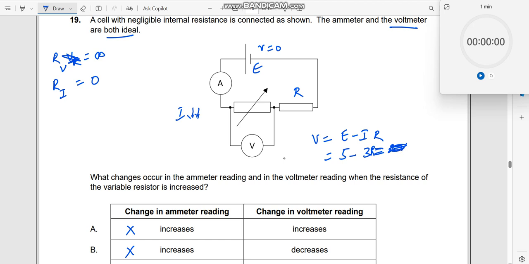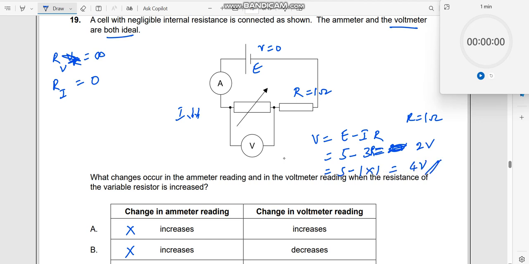If I put R equal to 1 ohm, then 5 minus 3 becomes equal to 2 volt. This will be the potential difference. Now, if I increase this resistance, the current would have decreased. Earlier the current was 3 amperes; now let me say it has become 1 ampere. But I am not reducing this value of R, so it remains the same. So this will now be equal to 4 volt, right? 5 minus 1 into 1.